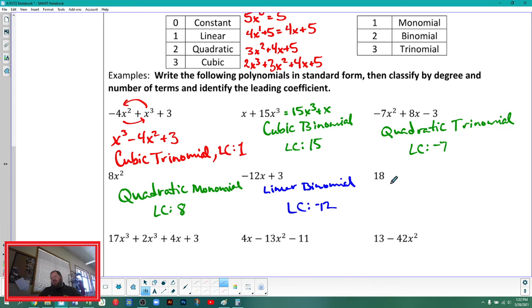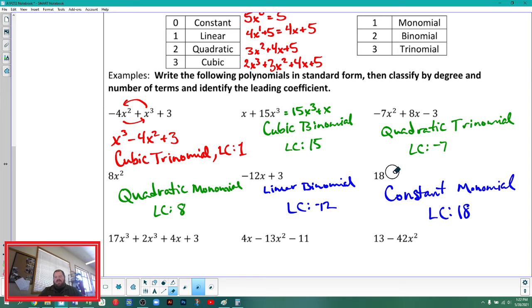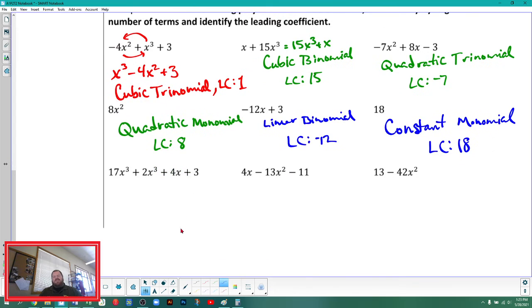The next one only has 1 term again. It's 18. There is no x, so it would be like x to the 0 power. And anything with a 0 power is constant. So this is a constant monomial. Anybody that tells you that they're talking about constant monomials, just look at them and say, so you're saying it's a number? Okay, it's a number with a leading coefficient of 18. It is. This one is just a number. It's just 18. But we can talk about it in very cryptic ways.